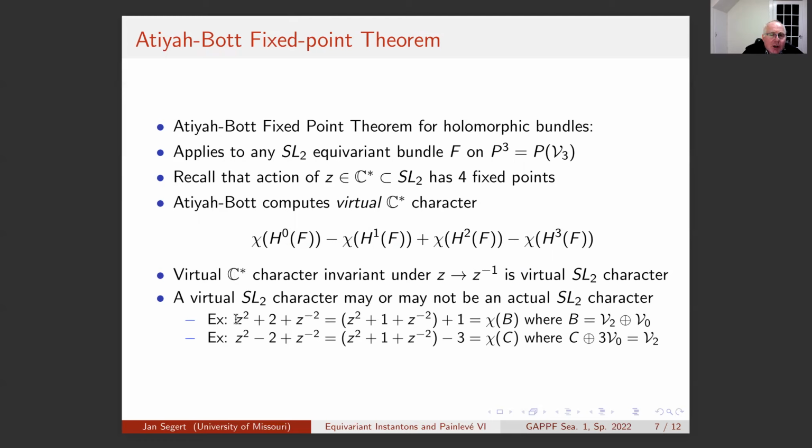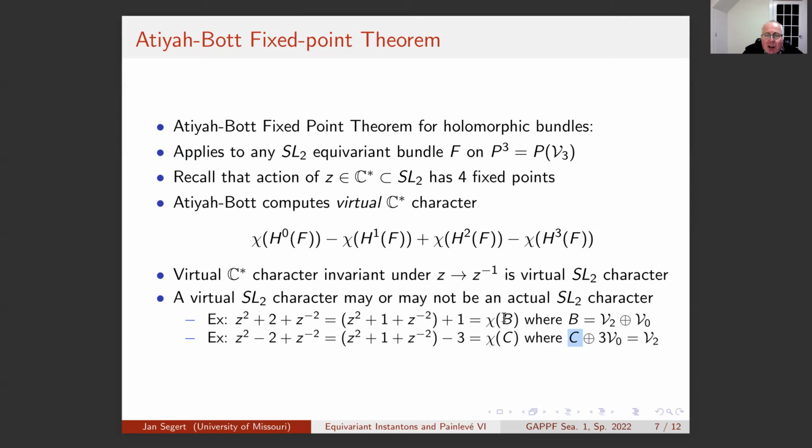Here are some examples. If you get this character for a C star character, this is actually the character of an actual C star representation. If you break it up this way, it's the character of the three-dimensional representation plus the one-dimensional representation. Whereas if you get this similar-looking character, it is actually a strictly virtual character. It is not the character of an actual representation. This is the virtual character of C, where C plus this representation is equal to this representation. You can't cancel this one, so it's not an actual representation.